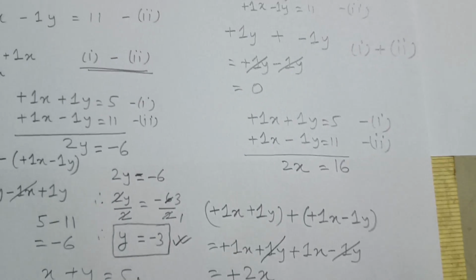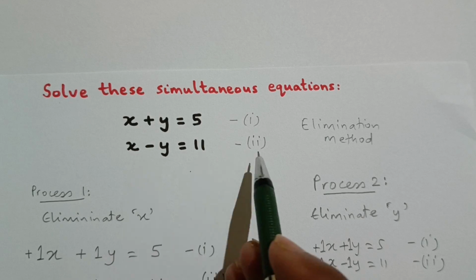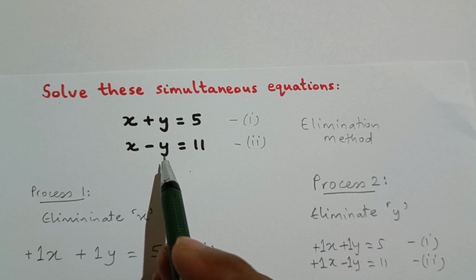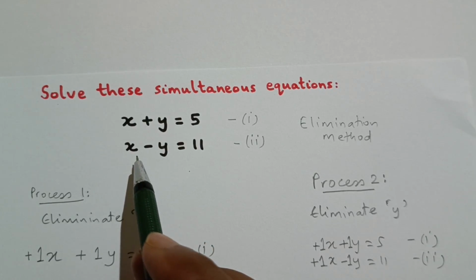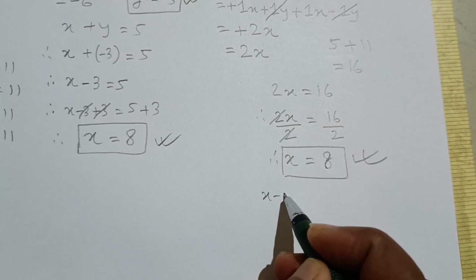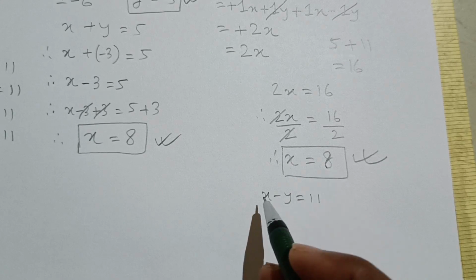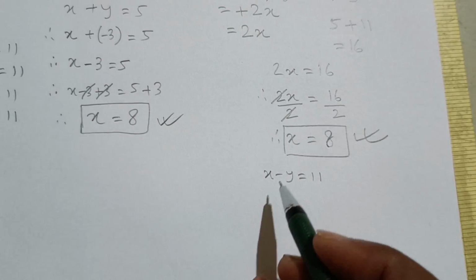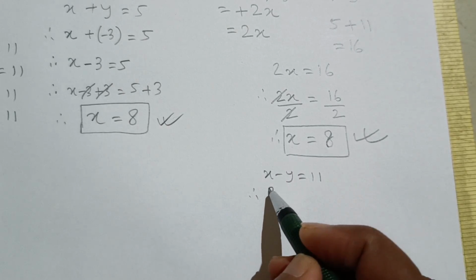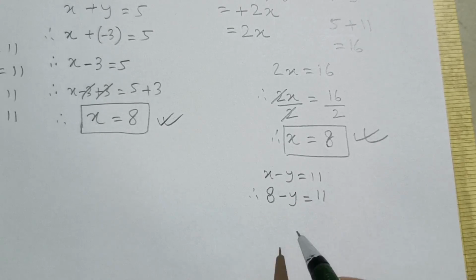And now we have to find the value of the variable y. So now in this process let us do with equation number 2. So let us use equation number 2 to find the value of variable y. So equation number 2 is x minus y equals 11. Here I am going to substitute the value of variable x to get the value of variable y. The value of x is 8, so instead of x, I will write its value, which is 8. So 8 minus y equals 11.